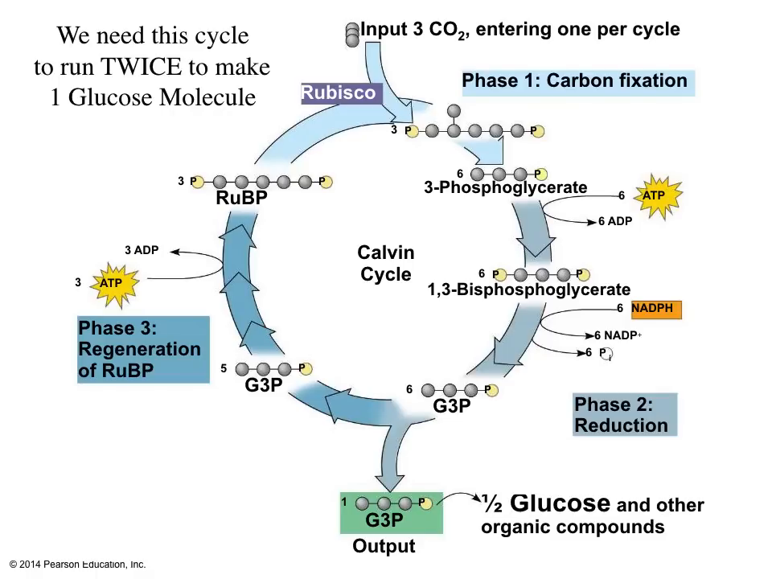Now, if we go through this cycle only one time, we only get a half a glucose molecule. So actually, the Calvin cycle must proceed twice in order to make one full glucose molecule.